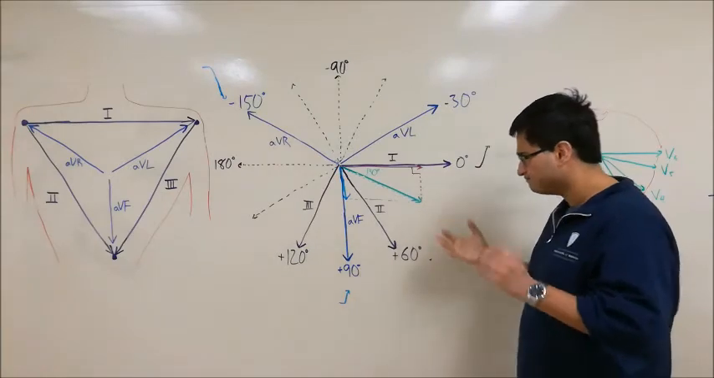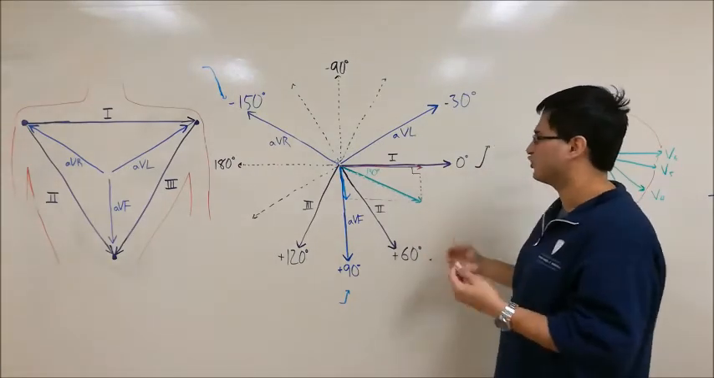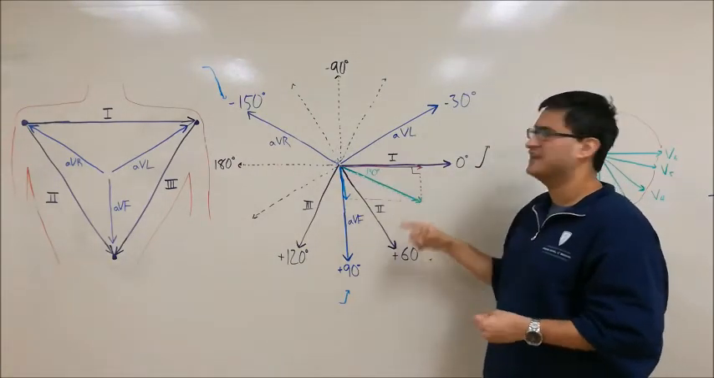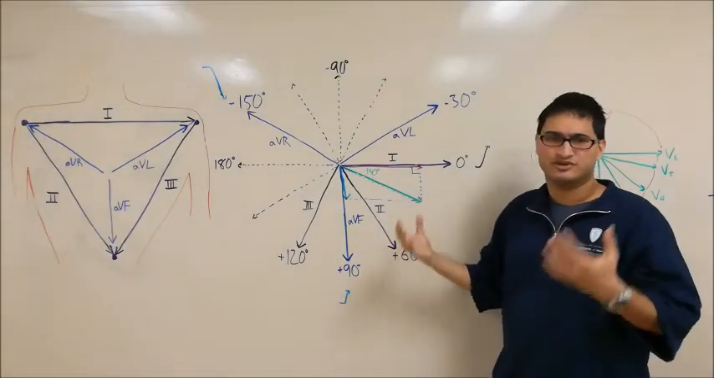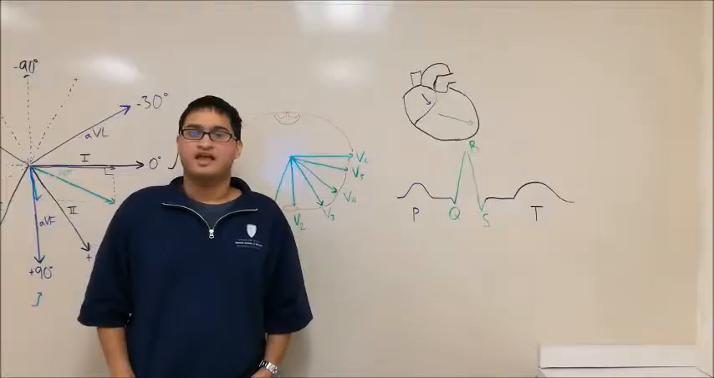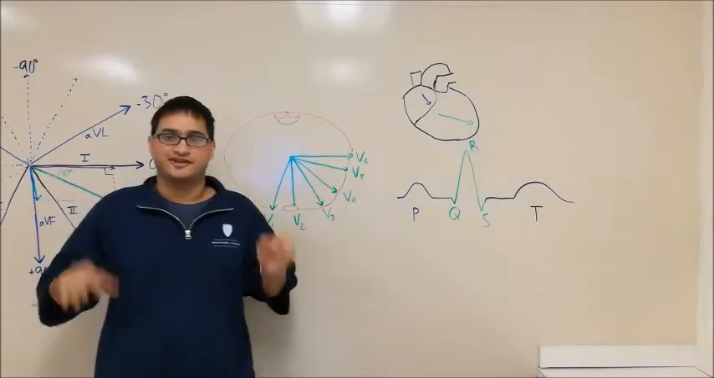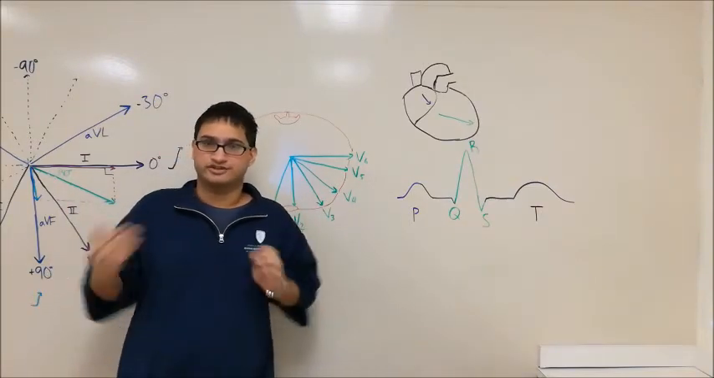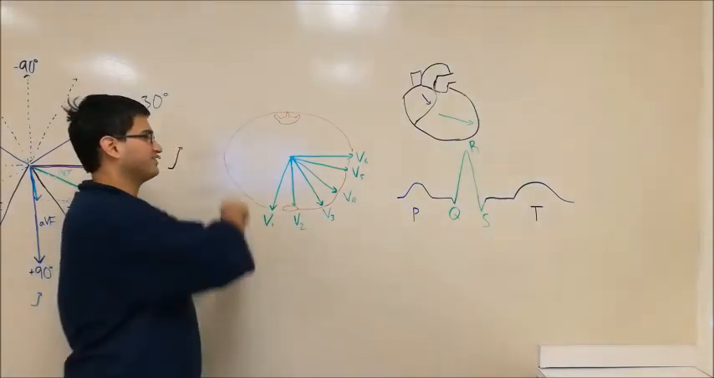So we can see here how different leads can record the same exact electrical activity of the heart in very different ways. And that's really, really important to understanding EKGs. So now, let's take a look at the second group of 6 leads, known as the precordial leads. Let's take a look at this diagram here.